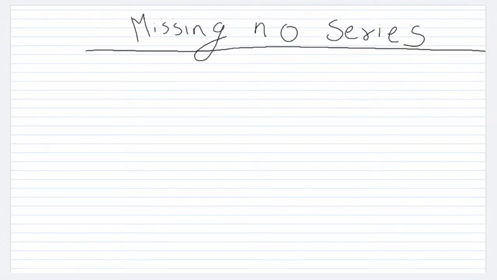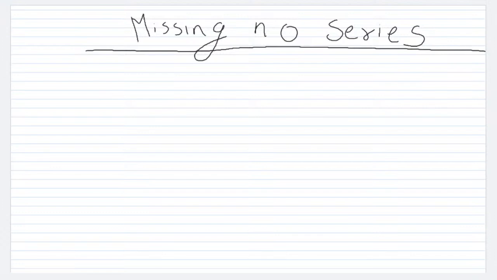So let's begin with our today's class. As you can see, the topic in front of you is missing number series. Now, this is one of the very important topics of any government exam, any government job exam. Take banking, take GPSC, take SSC. This topic is very important. 3 to 5 marks questions come from this topic.